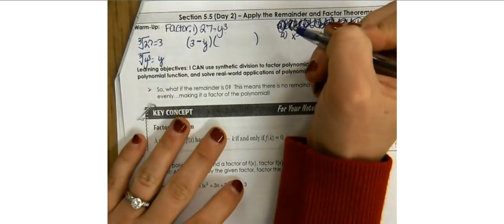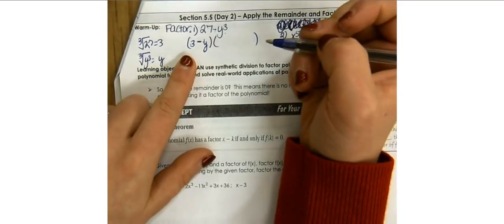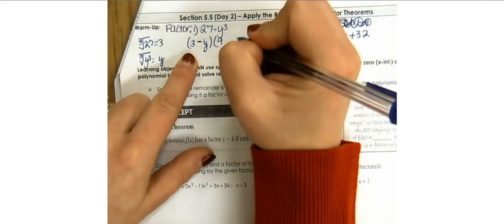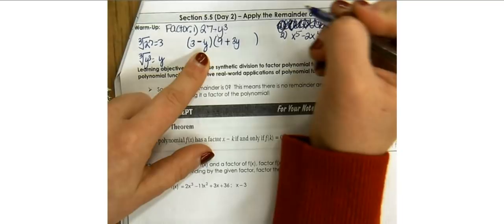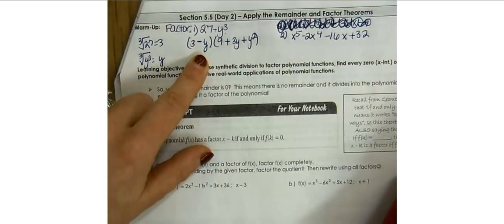Now we're going to do square opposite product square using our binomial. So we have 3 squared, which is 9. The opposite sign is a plus. Product is 3 times y, so that's 3y. And then squared, we'll have negative y times negative y, which is positive y squared. And that is your answer.